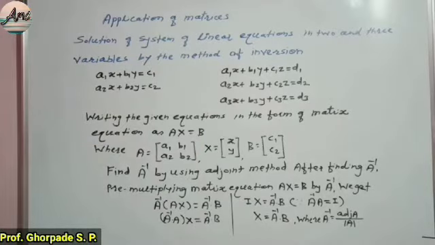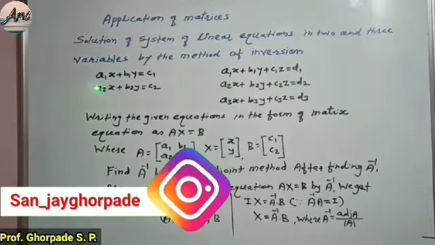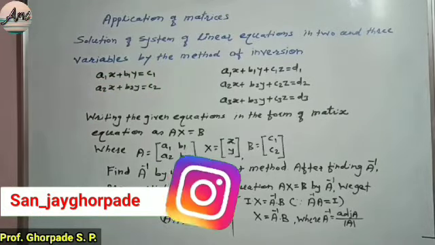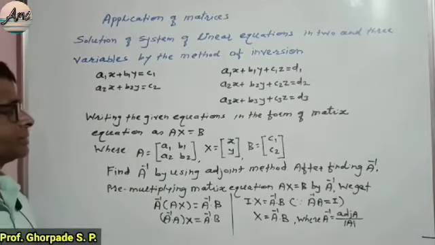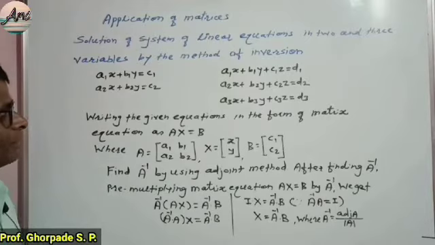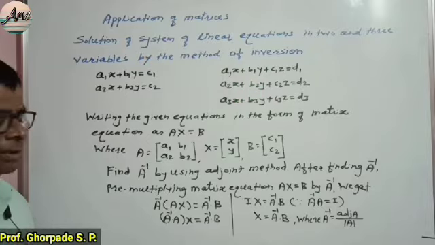If it is a system of linear equations in two variables, then the equations are of the type a1x plus b1y is equal to c1 and a2x plus b2y is equal to c2. This equation consists of two variables, one is x and another is y. And if the equations are in terms of three variables, then the equations will be of this form: a1x plus b1y plus c1z is equal to d1, a2x plus b2y plus c2z is equal to d2, and a3x plus b3y plus c3z is equal to d3.